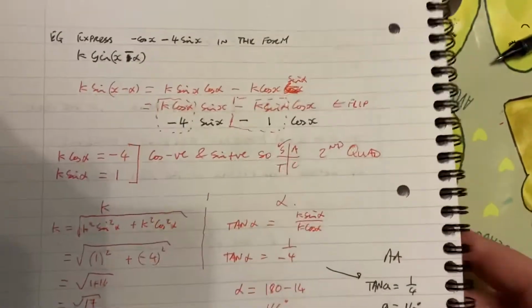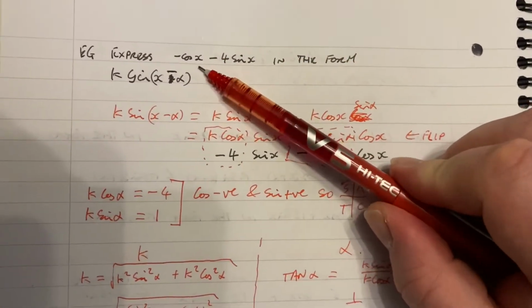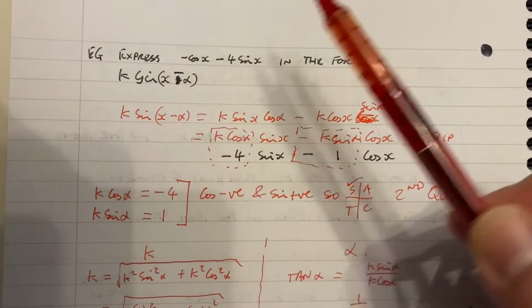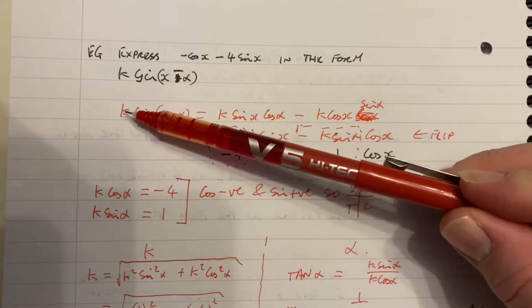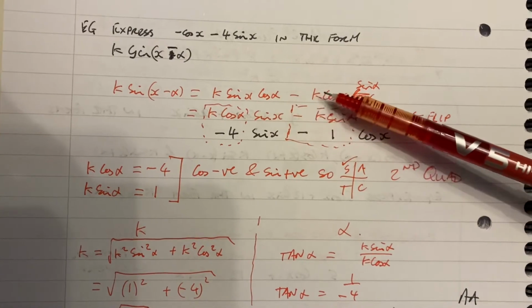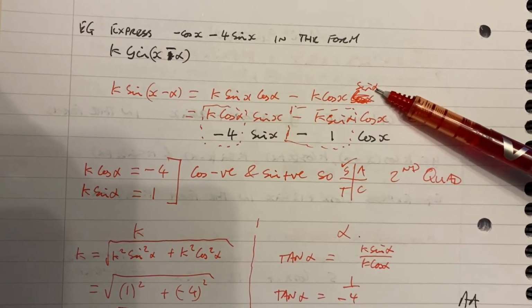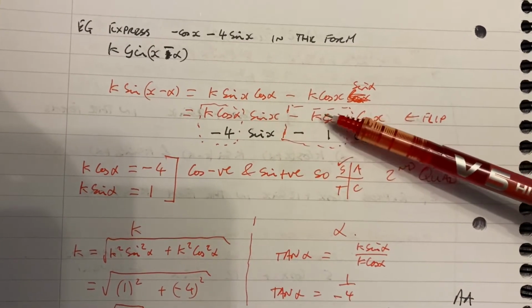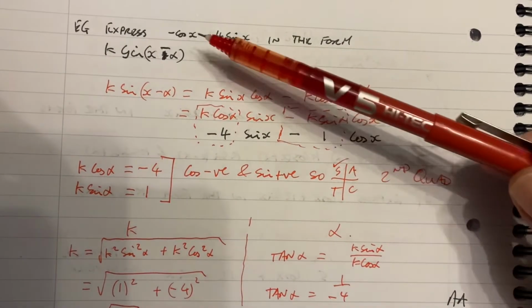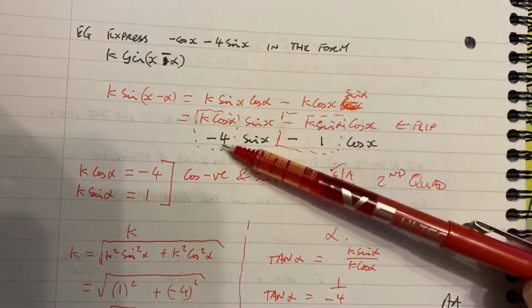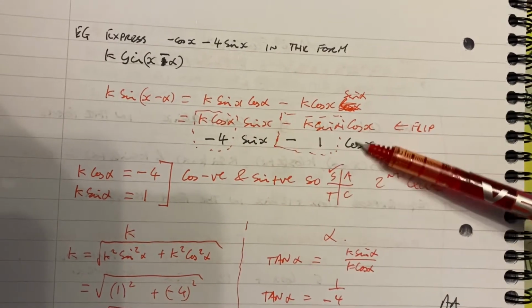So doing one that doesn't come out nicely to the first quadrant. So express negative cos x minus 4 sine x in the form k sine x minus alpha. A little bit different, we've got a sine x this time. So k sine x minus alpha is k sine x cos alpha minus k cos x sine alpha. Putting the alpha bits at the front, we've got k cos alpha sine x minus k sine alpha cos x. So the cos x had a negative 1 in the front, and the sine x had a negative 4 in the front. So we line up the sine x, we line up the cos x.